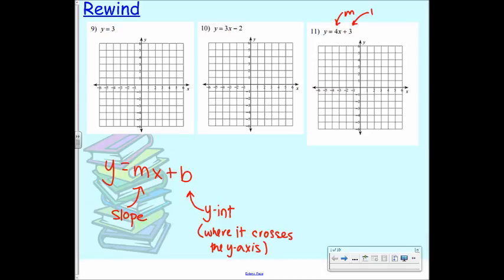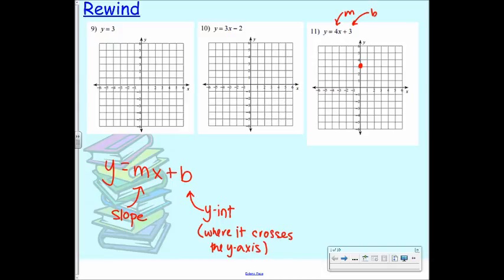So that means where do we plot our first point? At 3, at positive 3 on the y-axis. So we go up to 3 and plot our point. All right, and it's always the y-intercept. It's never the x-intercept, so it should always be on the y-axis. And then our slope is 4.